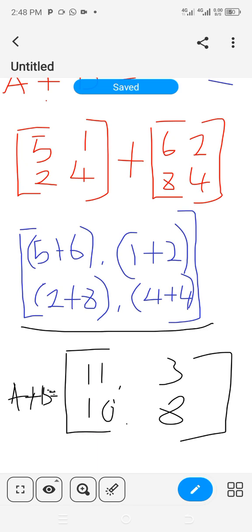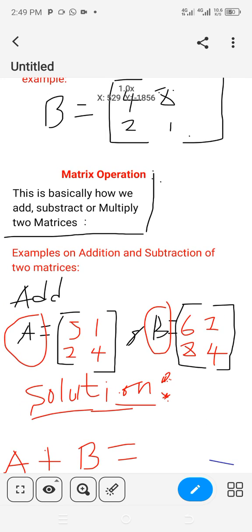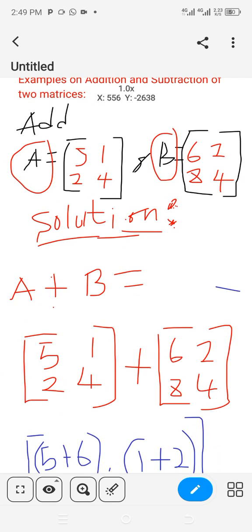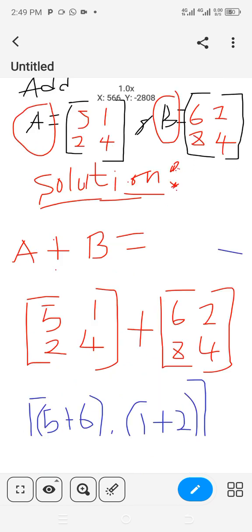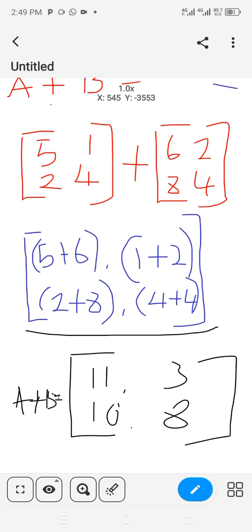So this is the solution. Remember, we are asked to add this matrix A and B. So we start by saying A plus B is equal to the elements of matrix A plus the elements of matrix B. So we take the first number in matrix A plus the first number in matrix B. That is 5 plus 6.